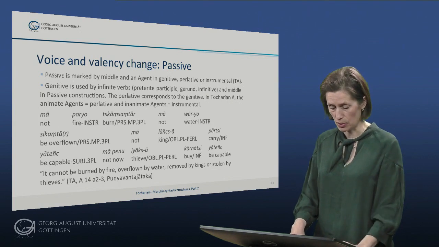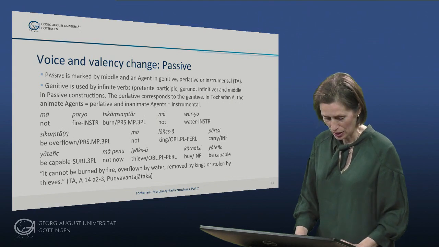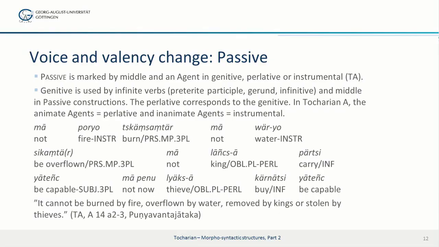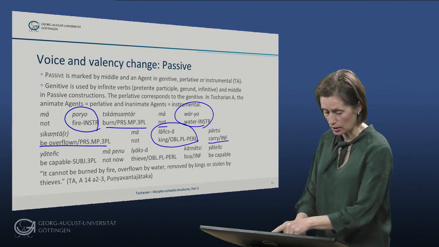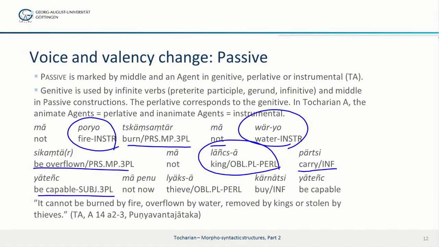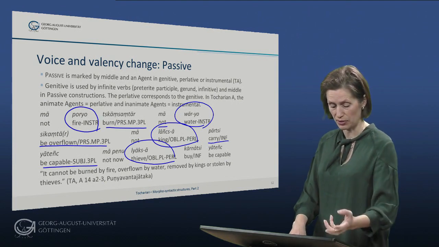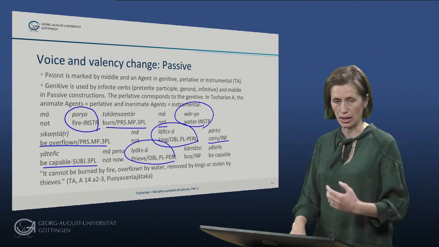So we have a very nice example here from the Punyavanta Jataka again, and you see here, it talks about good deeds or good behavior. And it says, it cannot be burned by fire, instrumental. It cannot be overflown by water, instrumental. It cannot be carried away by kings, perlative. And it cannot be stolen by thieves. So this example shows very clearly the difference between animate and inanimate agents.